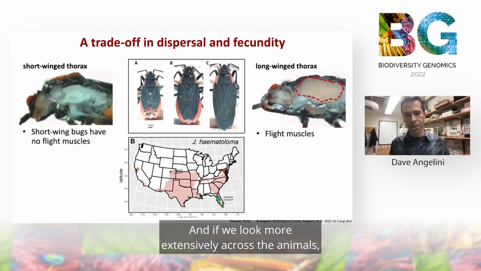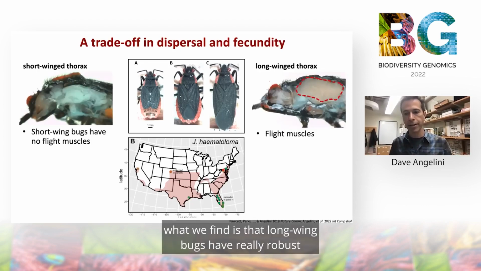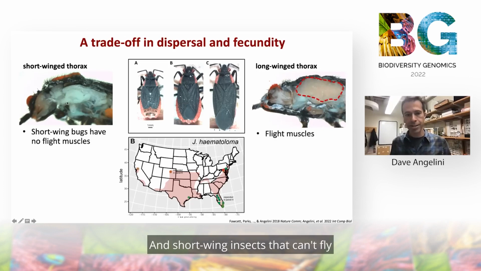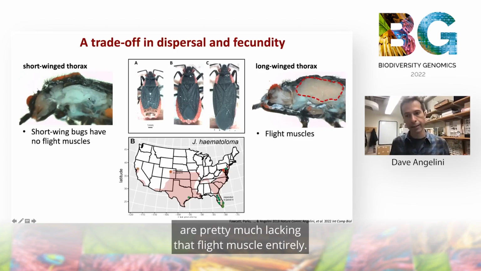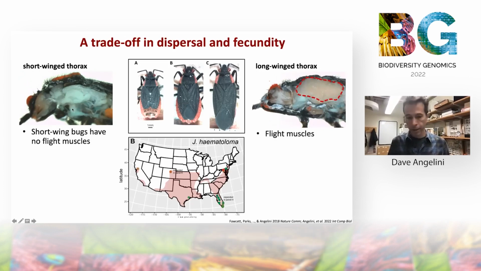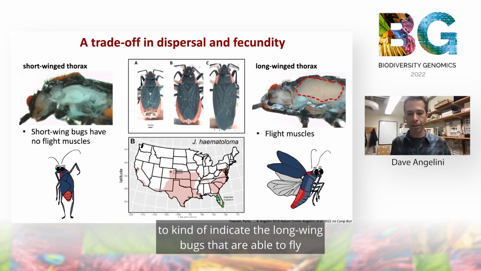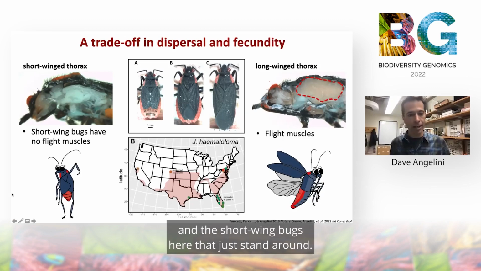And if we look more extensively across the animals, what we find is that long wing bugs have really robust flight muscles, like this one highlighted here, and short wing insects that can't fly are pretty much lacking that flight muscle entirely. Now, throughout my talk, I'll use these little cartoons to kind of indicate the long wing bugs that are able to fly and the short wing bugs here that just stand around.